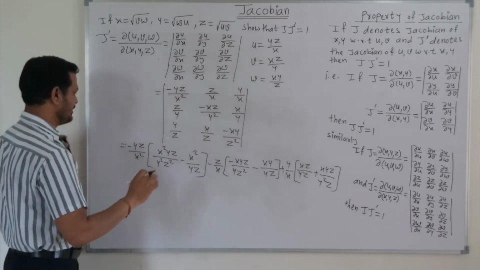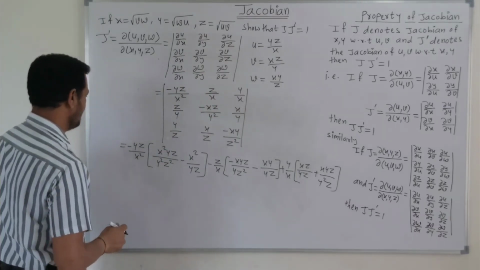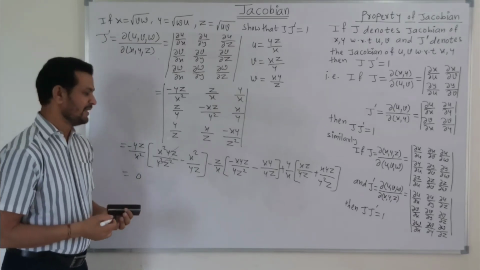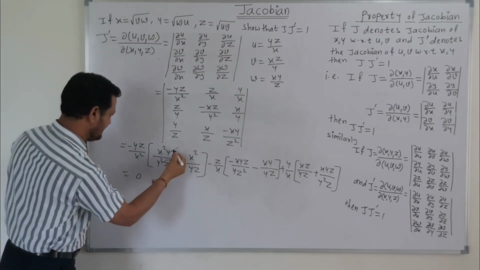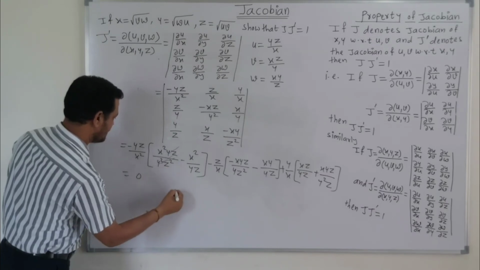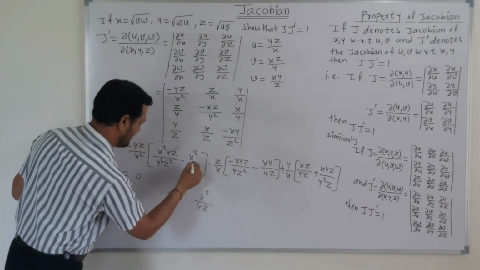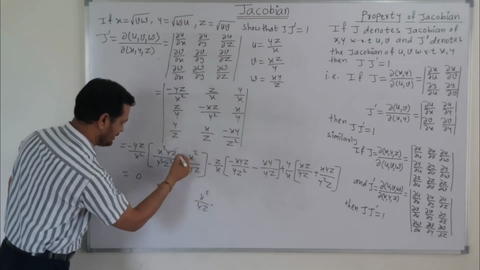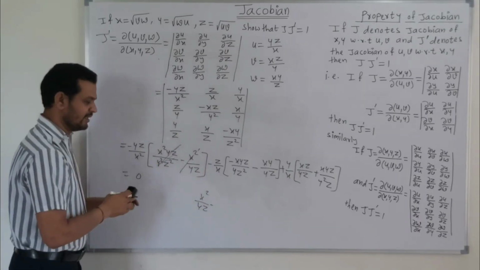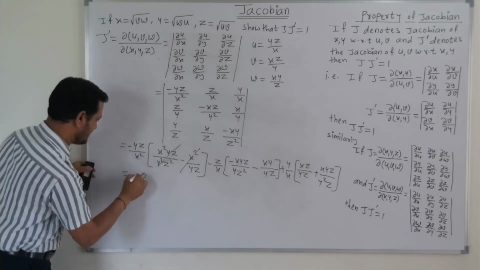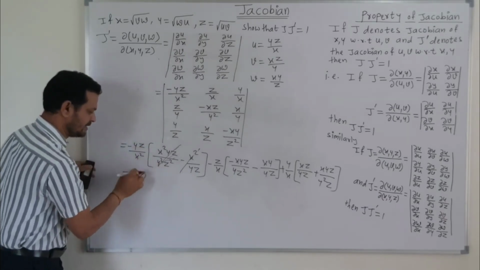Now friends, if we try to simplify this, then this yz gets cancelled. The remaining term is x square upon yz. Again minus x square upon yz, so this term and this term get cancelled. Finally we get the answer of this term as 0. So 0 into something is 0.